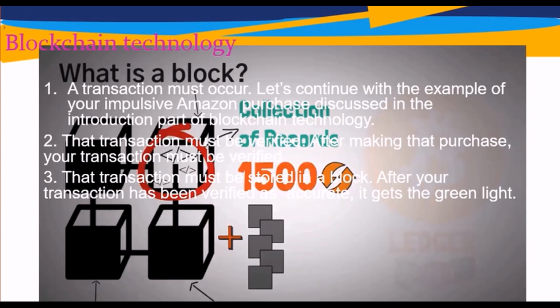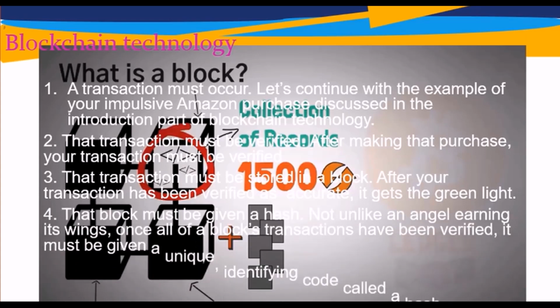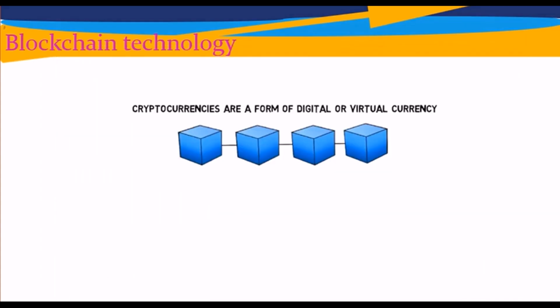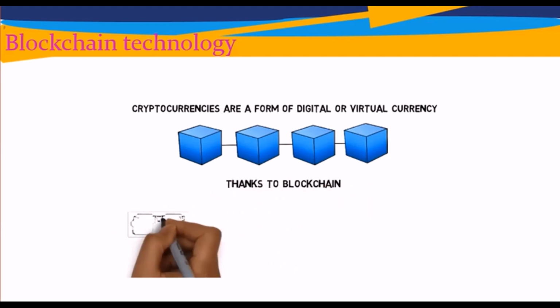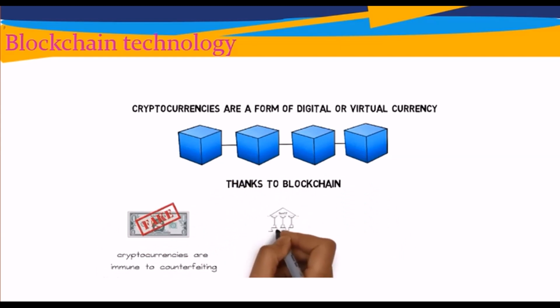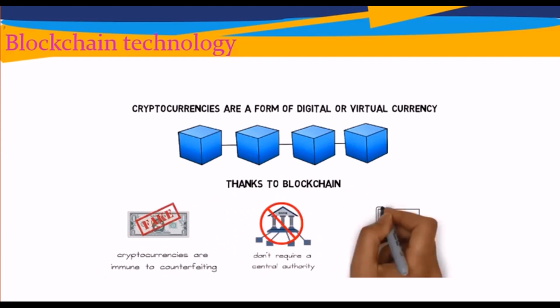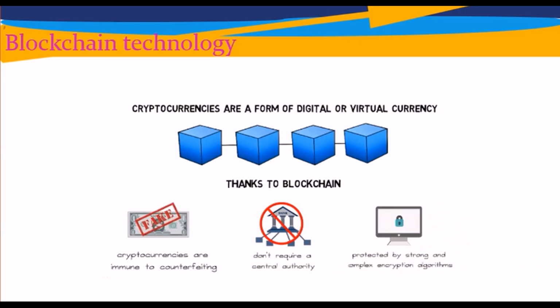The transaction, dollar amount, your digital signature, and Amazon's digital signature are all stored in a block. Your transaction will likely join hundreds or thousands of others like it. Fourth, that block must be given a hash. Once all of the block's transactions have been verified, it must be given a unique identifying code called a hash. The block is also given the hash of the most recent block added to the blockchain. Once hashed, the block can be added to the blockchain.